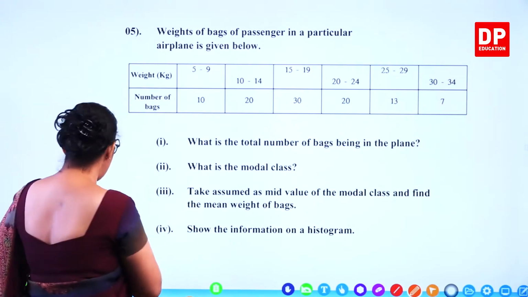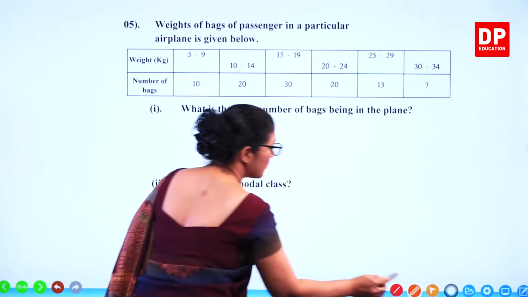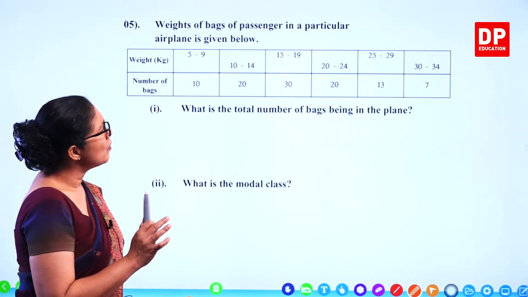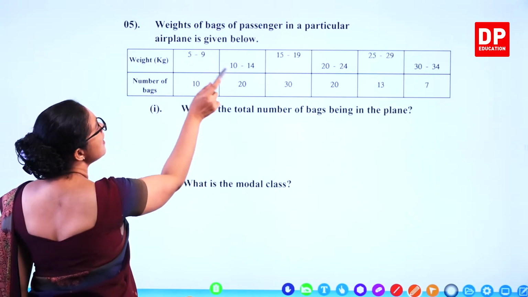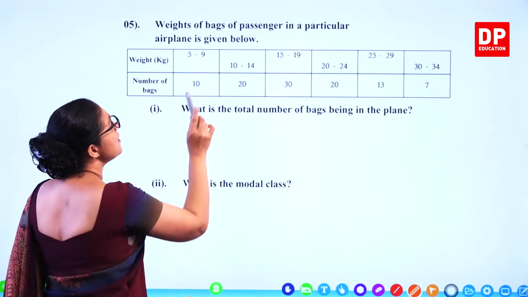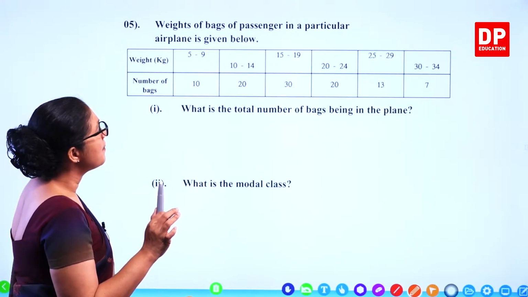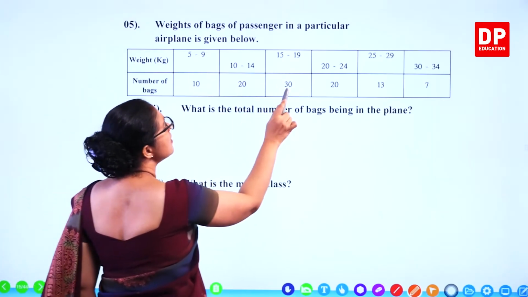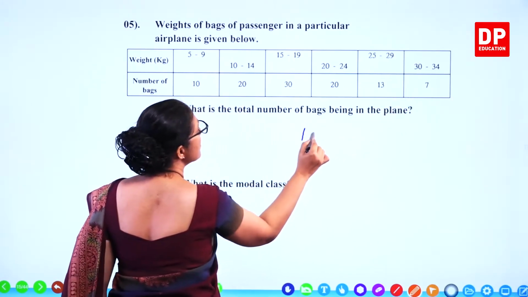So let's do separately. So weight of bags of passenger in a particular plane is given below. So what are these values? Class limits or class boundaries? Can you see? There's a difference between the values. So that means class limits are given. What's the total number of bags being in the plane? So just add the frequencies. 10 plus 20, 30. 30 and 30, 60. 80, 80 and 20, 100.